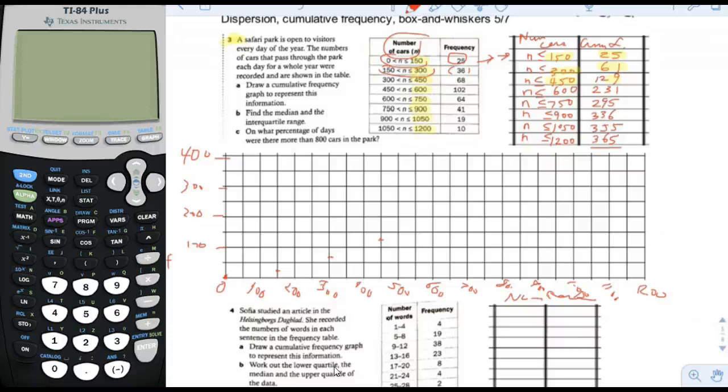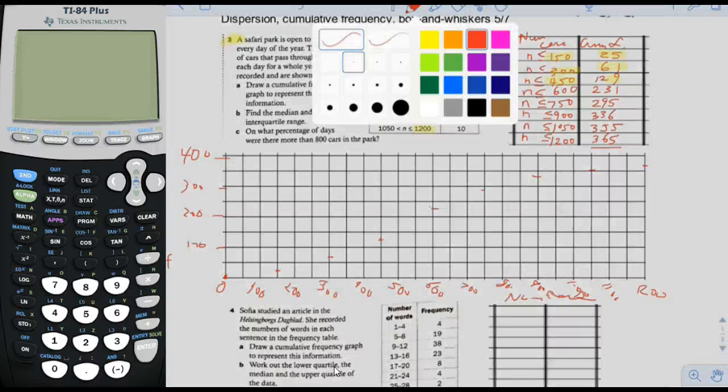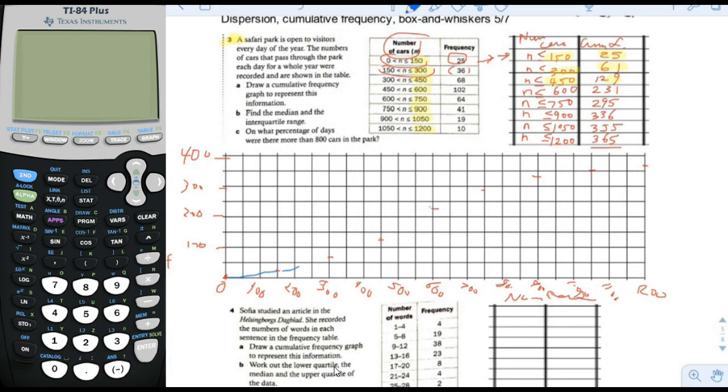600, comma, 231. 750, 295. 900, comma, 336. 1050, 355. And then finally 1200 and 365. So if you connected these points, you will see that it's not a straight line. It's more of an S-shaped curve where the slope gets gradually smaller and smaller as it goes up. Okay.